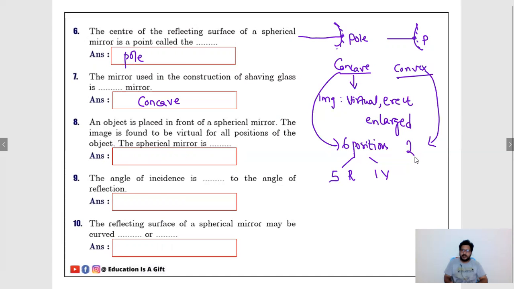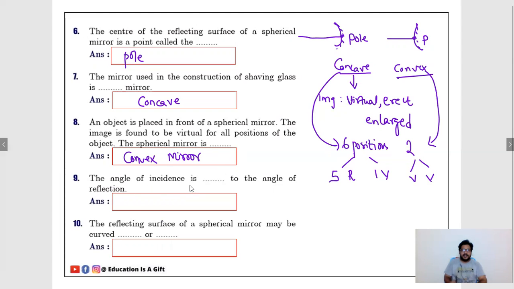In case of this convex mirror, we have 2 positions. All these 2 positions you can get virtual images only. So what they asked, an object is placed in front of some spherical mirror. The image is found to be virtual for all positions, whatever it may be the position, and the answer would be convex mirror, or you can write the spherical mirror is convex, enough.